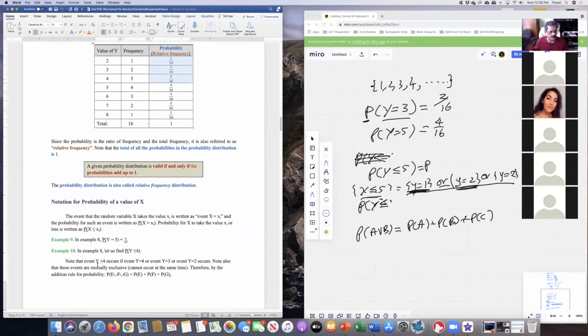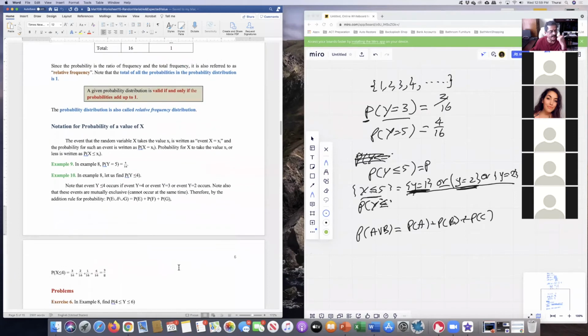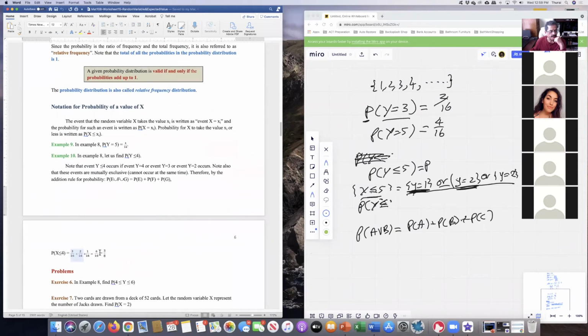And so that's what I'm explaining here. The union rule is what we are using to find that. And these events are mutually exclusive, so there's nothing in the intersections. So you add up these numbers to answer the question.